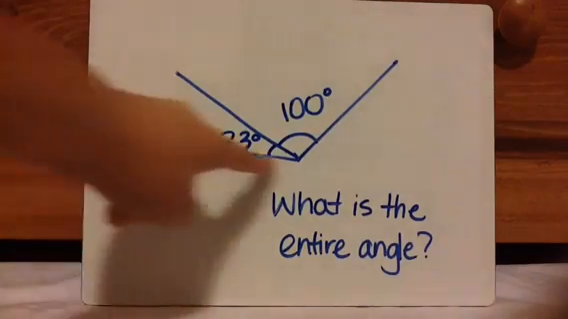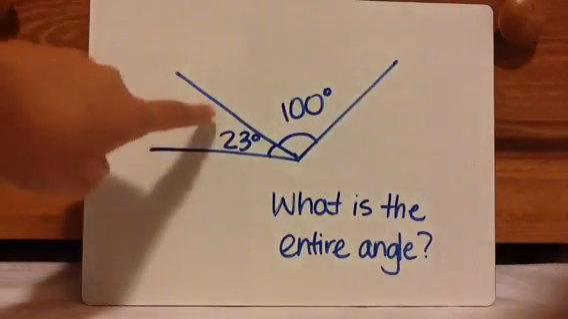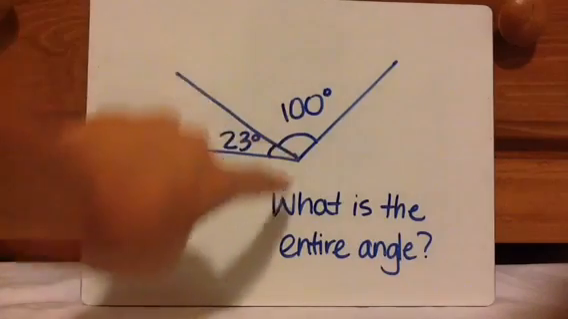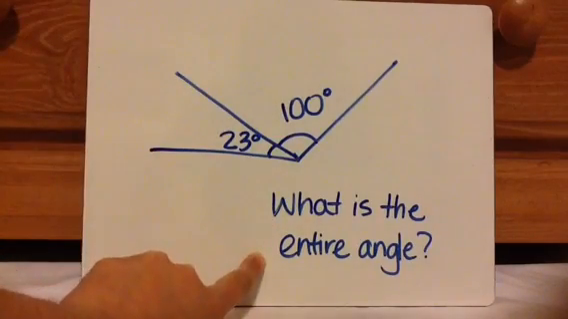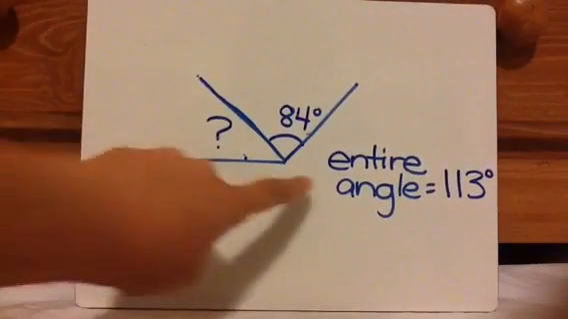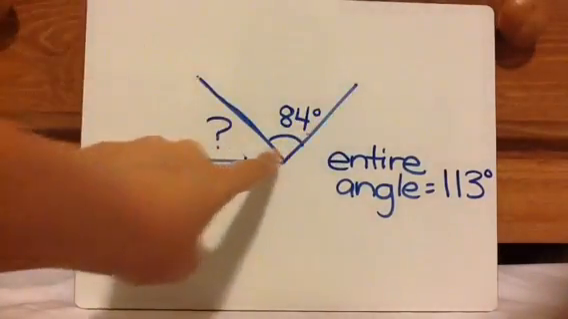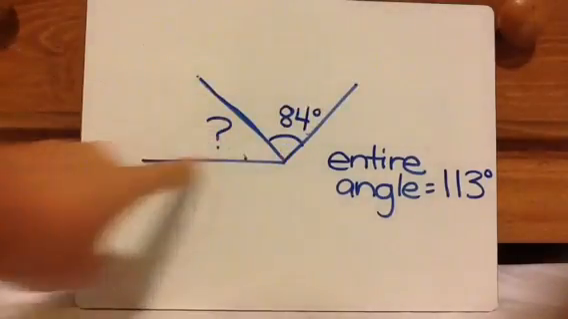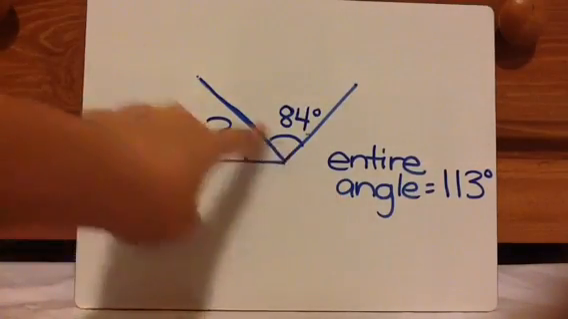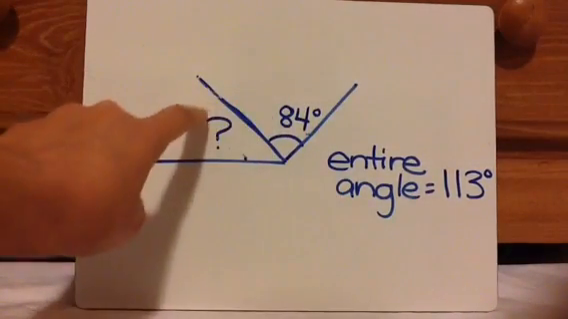So here is an angle and they tell you part A and part B and they want to know what is the entire angle. Or you might see it where they tell you what the entire angle is, such as this, which is 113 degrees, and then they'll give you one part, and they want to know what the missing part is.